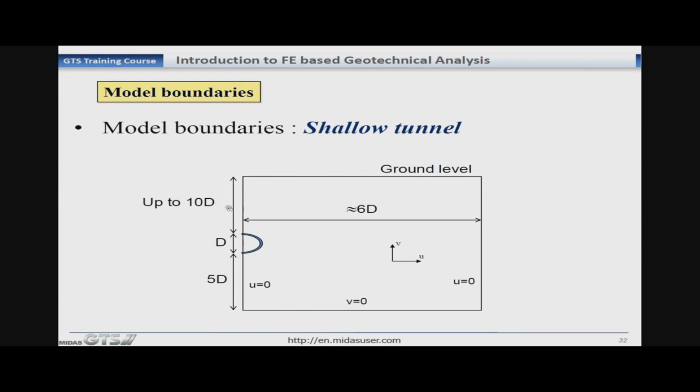If it is a shallow tunnel, these are the boundaries of the model that you must create in the finite element analysis. If D is the diameter of the tunnel cross section, then you can go up to 10D on the top of the tunnel and up to 5D below the tunnel cross section, and in the X or the Y direction you can go up to 6 times the depth of the tunnel cross section.